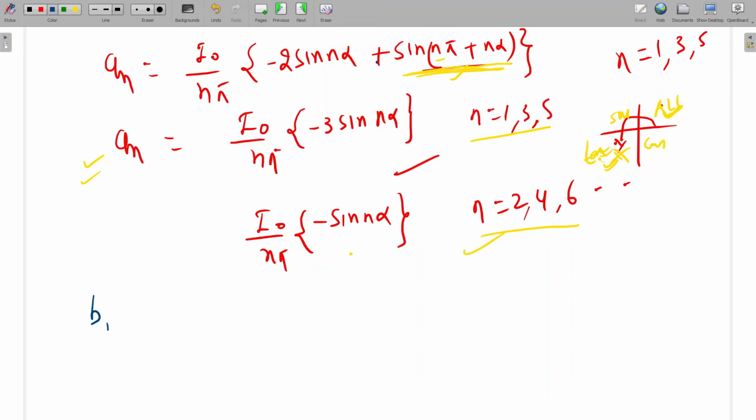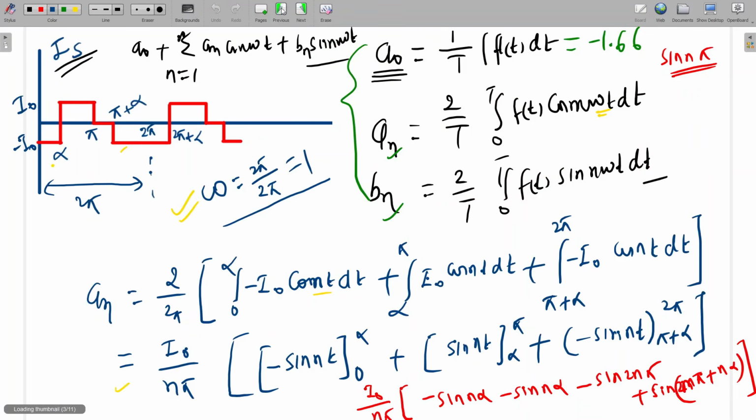So Bn, similarly we can calculate Bn is equal to 2 upon T. What is the waveform? Alpha to 0 to alpha. Same, in place of cos we have to keep the sine.